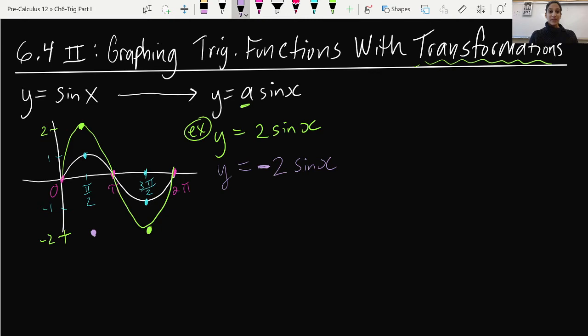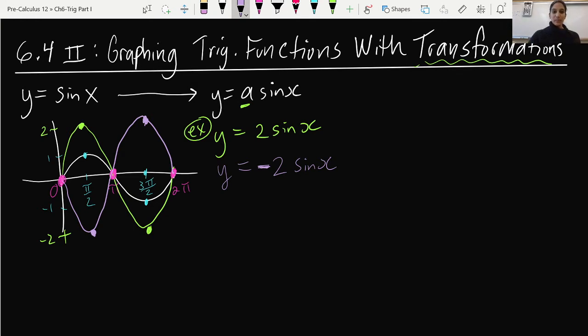My intercepts, my 0, pi, and 2 pi, are going to stay the same. This point here that I'm coloring in pink, and the starting point, stay the same. They're unchanged by the a value. But my maximum flips down to -2, and my minimum of -2 now flips all the way up to +2. So instead, I have the opposite thing going on where it's going through the same intercepts, but I have an upside down flipped sine graph. So you get to see the impact that that has.